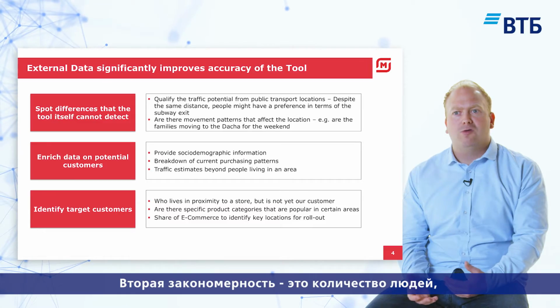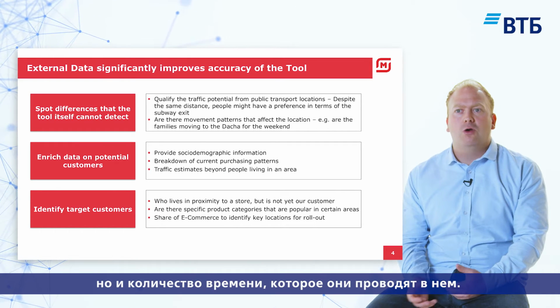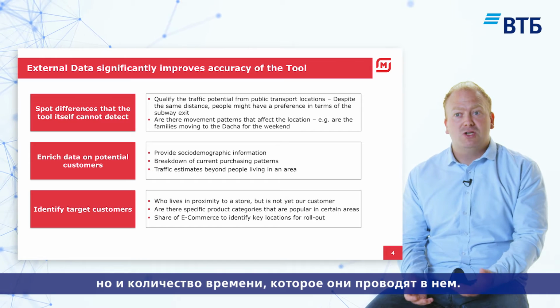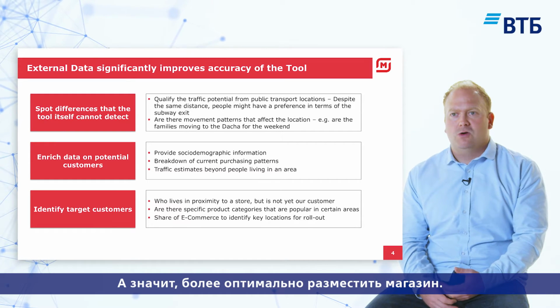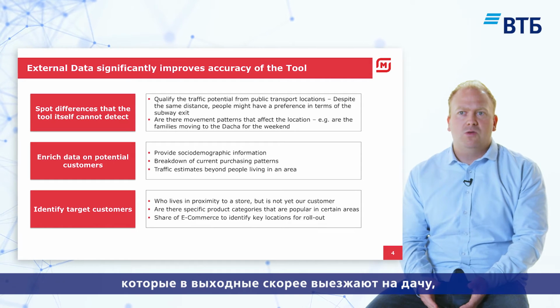The second pattern is the number of people, not just that live in an area, but also how much time they actually spend in this area. So in different locations, you have a different share of people that on the weekend rather move to the dacha and hence reduce the sales potential of each store. And those are very valuable information.